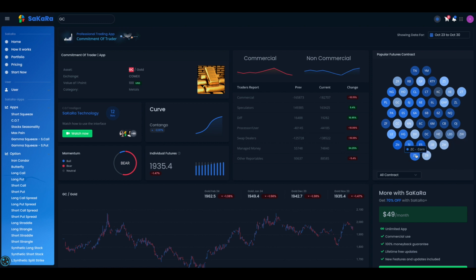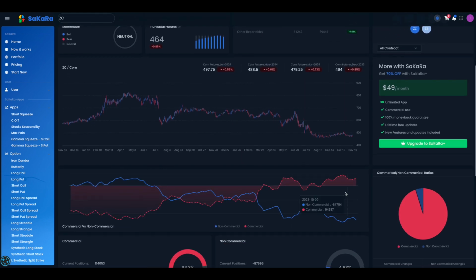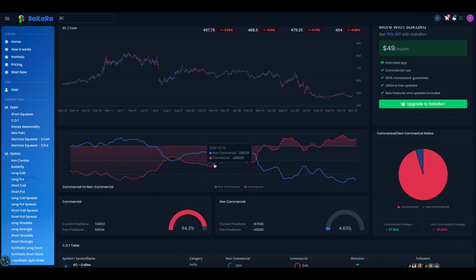If you check the corn, we can see the commercials control the corn. Take a look, 94% and only 4% for the funds. And this is the reason the corn has been decreasing for a long time. Take a look, decreasing. But we get a situation here where the commercials will decrease their position and the non-commercials must increase their position, and we will see an increase in the corn price. This is how it works.